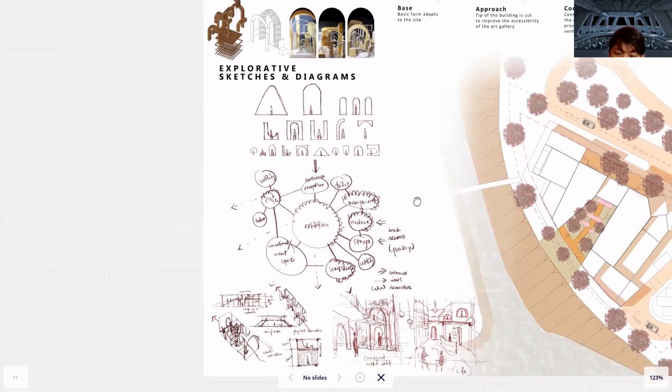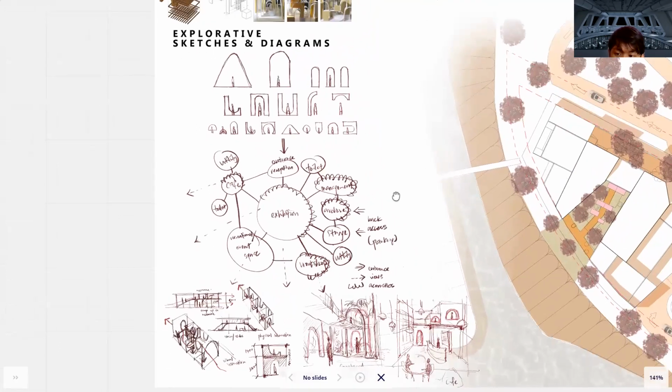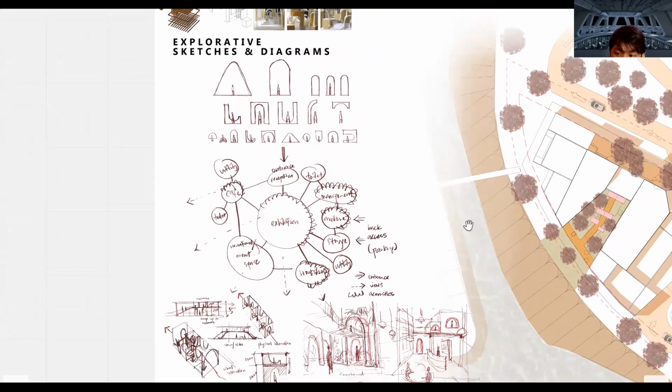These are my explorative sketches and diagrams that I've done for my art gallery, and we can see how in the first sketch I have started exploring not just different sizes and orientations of arches, but also the shapes. As for my bubble diagram, the main idea that I have is to build the exhibition space huge to make it the primary circulation space where most other spaces are directly connected to it.